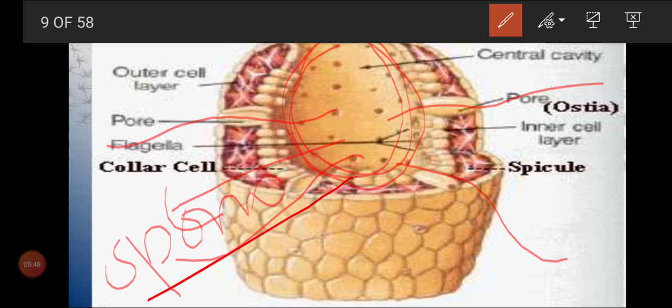S-P-O-N-G-O-C-O-E-L. Okay, spongiocele. So this coel is different from coelomate.